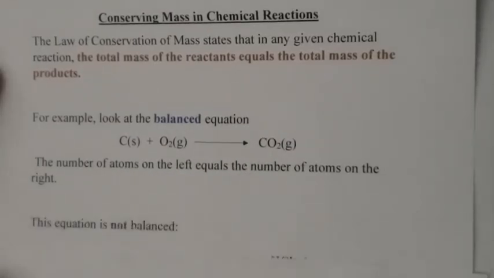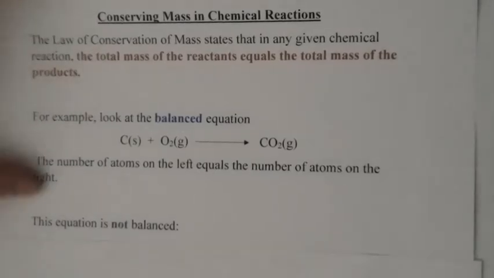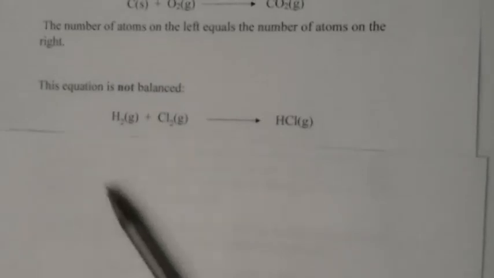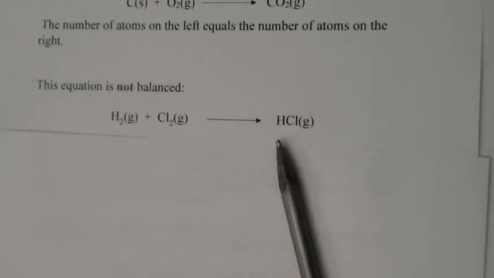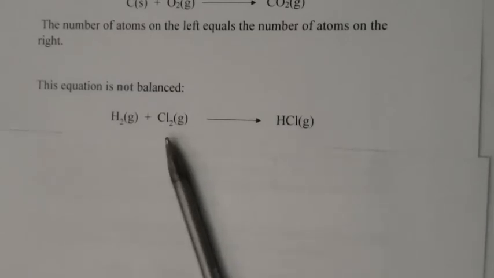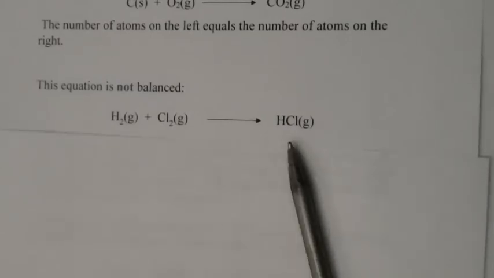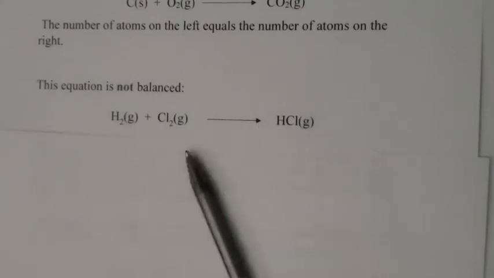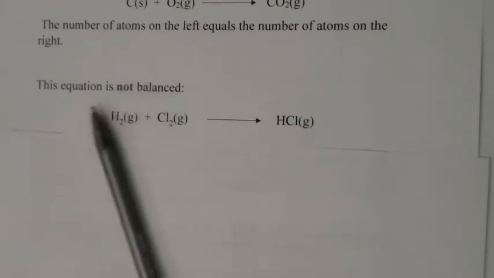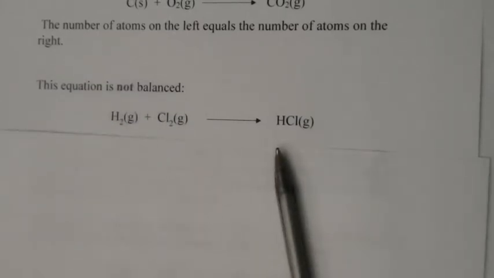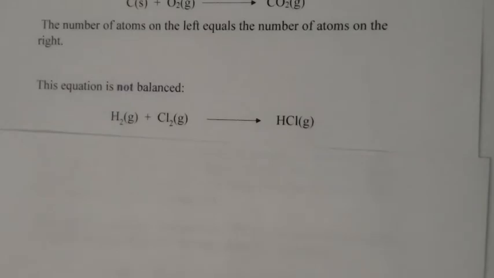Next, I'm going to show you an example that's not balanced. So this equation is not balanced. And the reason it's not balanced is because I have two hydrogens on the left side and only one hydrogen on the right side. I have two chlorines on the left side and only one chlorine on the right side. So it's not balanced. If the law of conservation of mass holds true, the same number of atoms on the left side has to equal the same number on the right side.